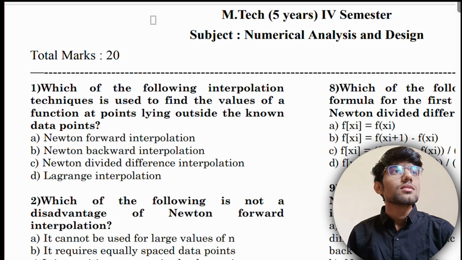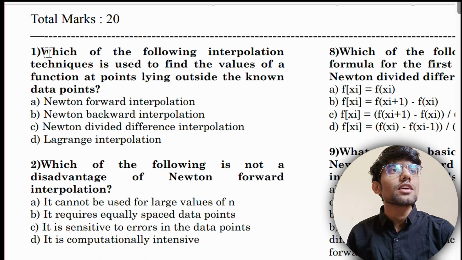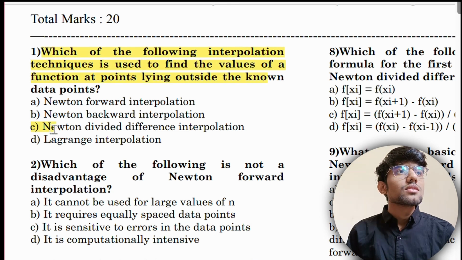Okay, so the first MCQ is: which of the following interpolation techniques is used to find the values of a function at points lying outside the known data points? The answer is C, that is Newton divided difference interpolation.